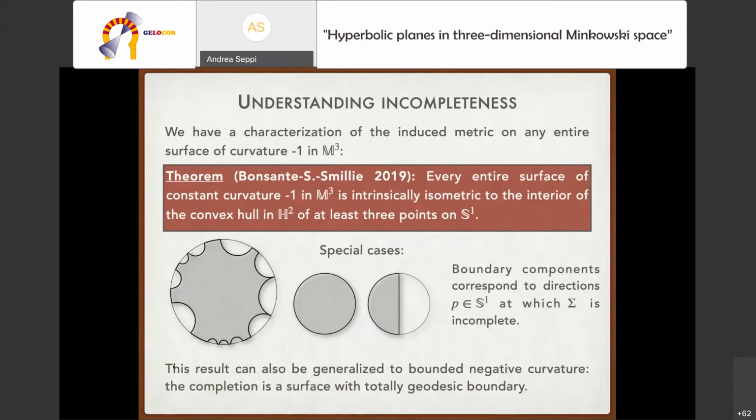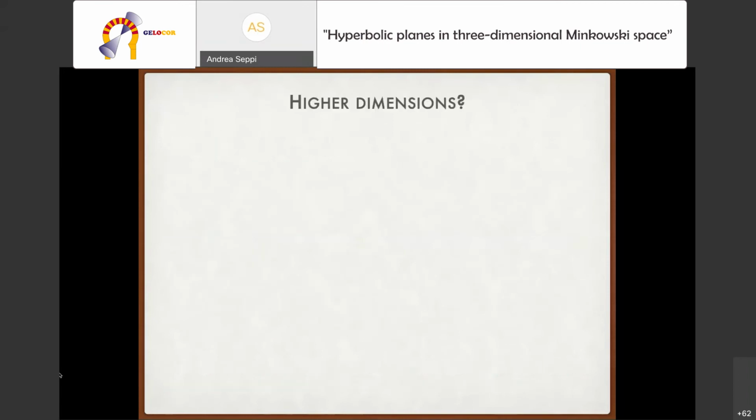And this result also extends to bounded negative curvature. Basically, one can prove that the completion of the induced metric is a surface with totally geodesic boundary, when the curvature is bounded above and below by negative constants. Let me just make a remark on what might happen in higher dimensions.